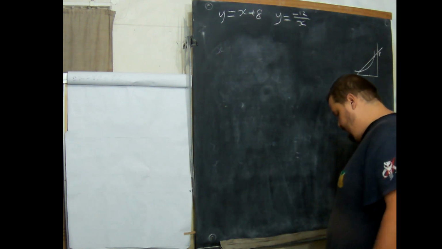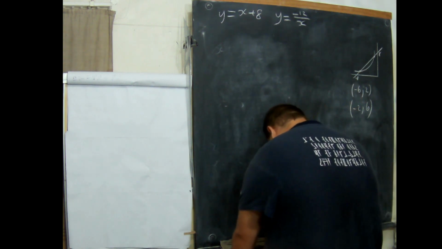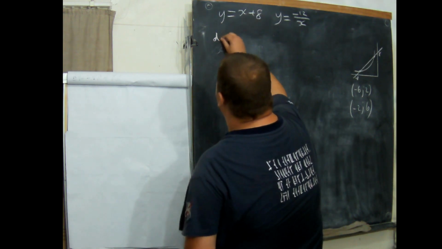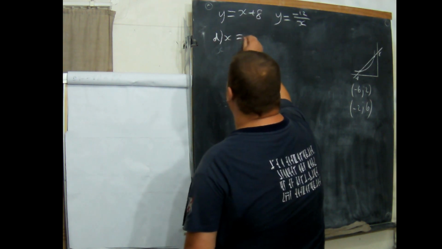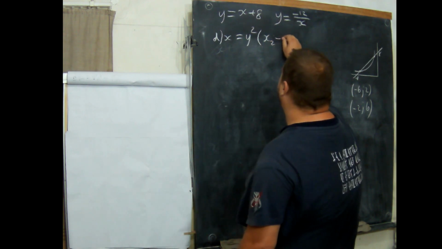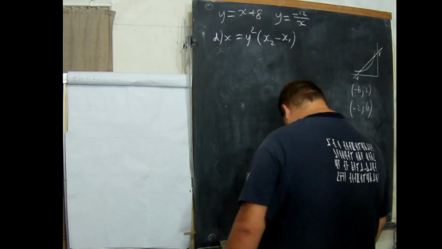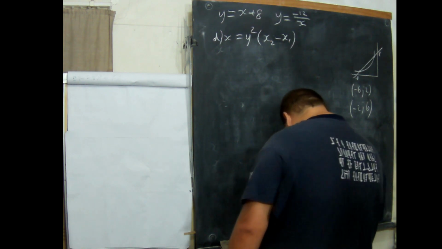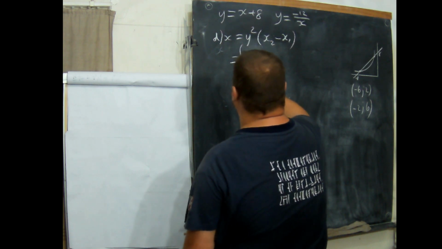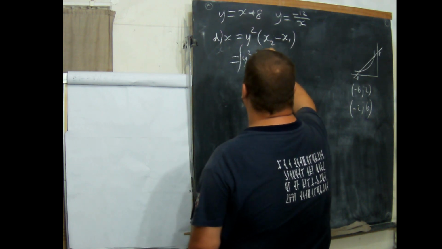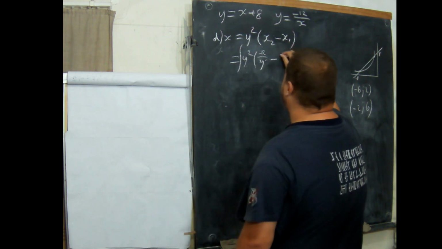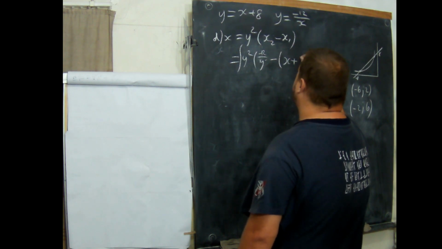So now we have our coordinates. Now, dx equals y squared, x2 minus x1. So what we're left with is the integral of y squared times minus 12 over y minus x plus 8.